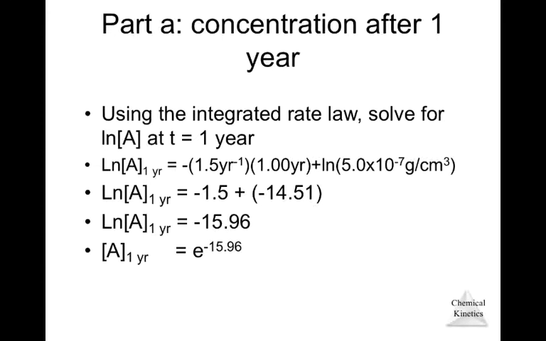And then to go from here, you use that little e button on your calculator. That's the inverse of the natural log. So e to the negative 15.96 equals your concentration after 1 year: 1.2 times 10 to the negative 7 grams per centimeter cubed.